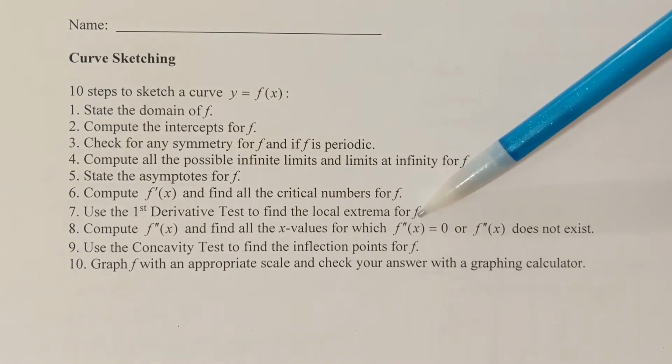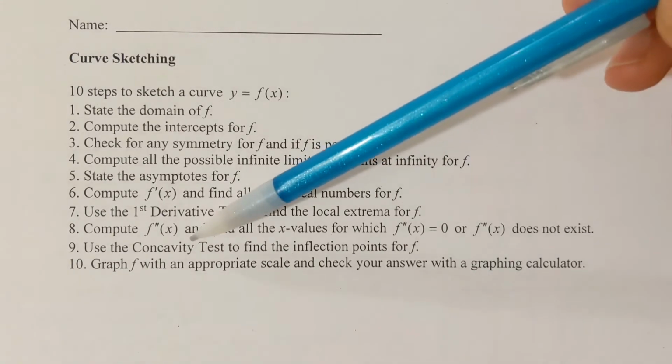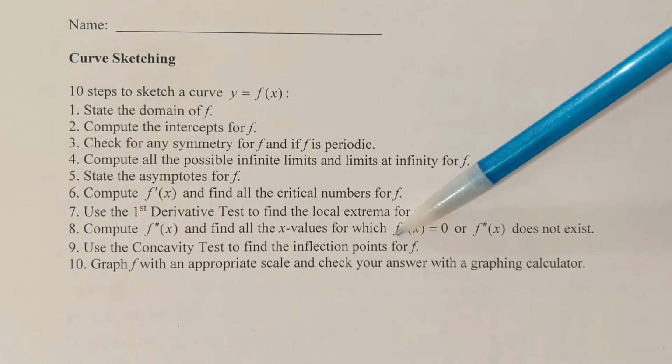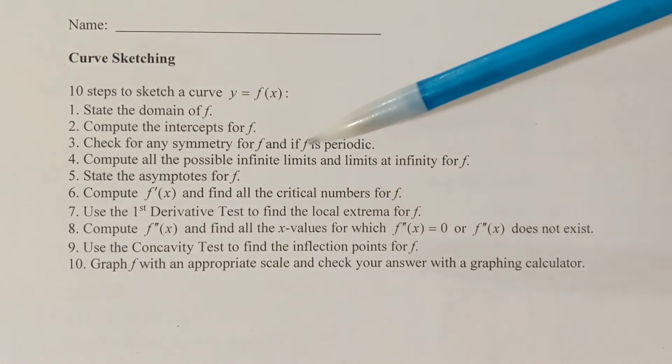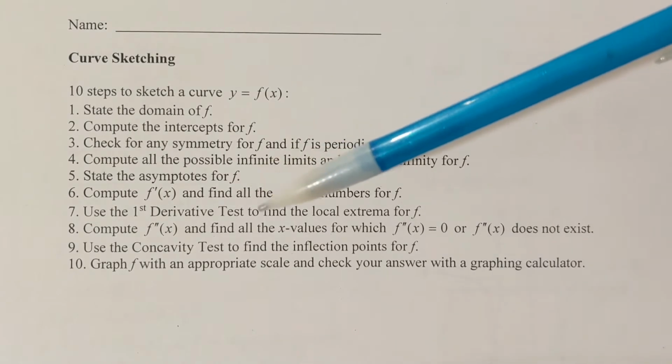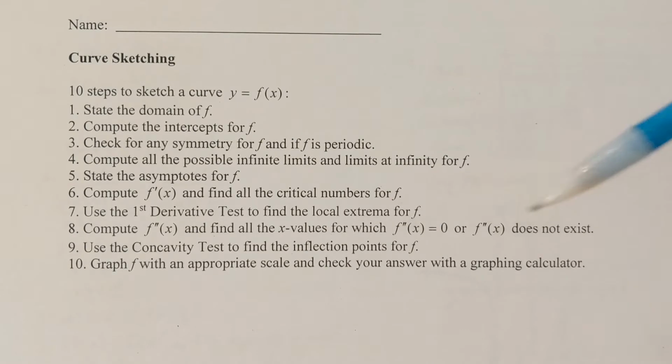All right, step 8, we're going to compute the second derivative and then find the x values for which f double prime of x is 0 or f double prime of x does not exist. And then with those key numbers, we'll apply the concavity test and we'll find the inflection points. That's step 9. Now, at this point, we should have a lot of information. In step 10, we're going to graph the function with an appropriate scale, and then, of course, we can use our graphing calculator to check the answer.